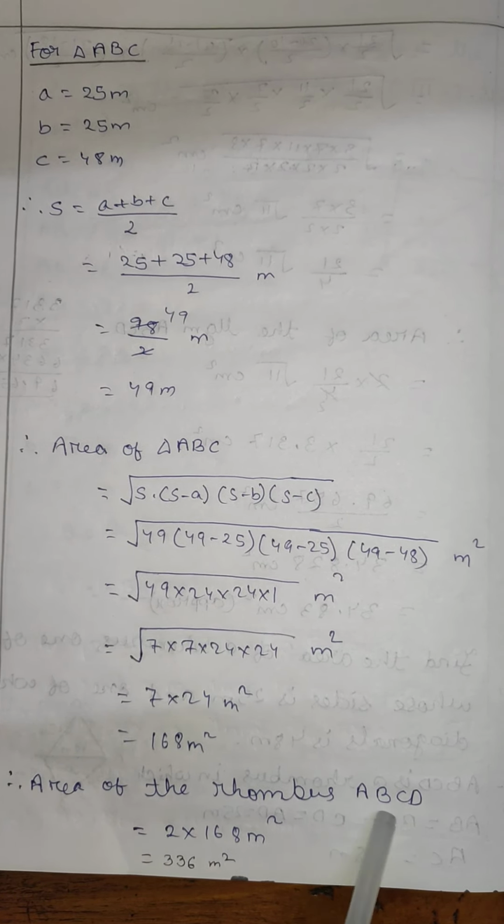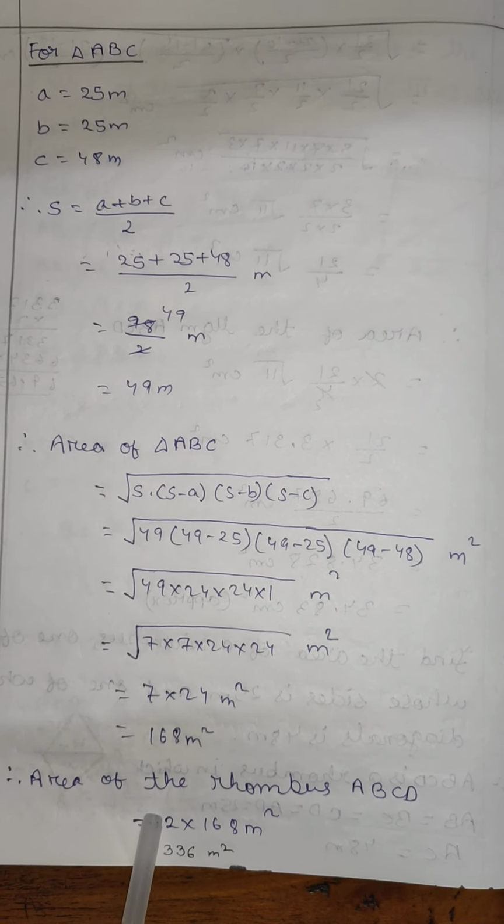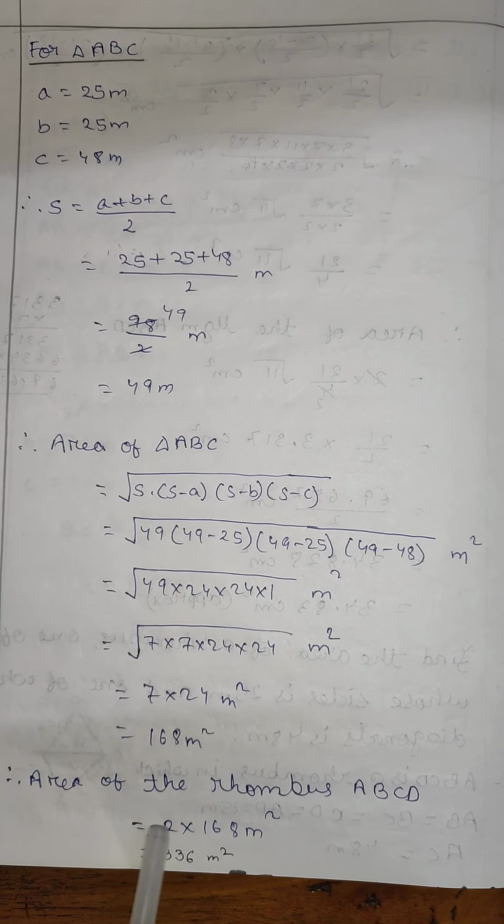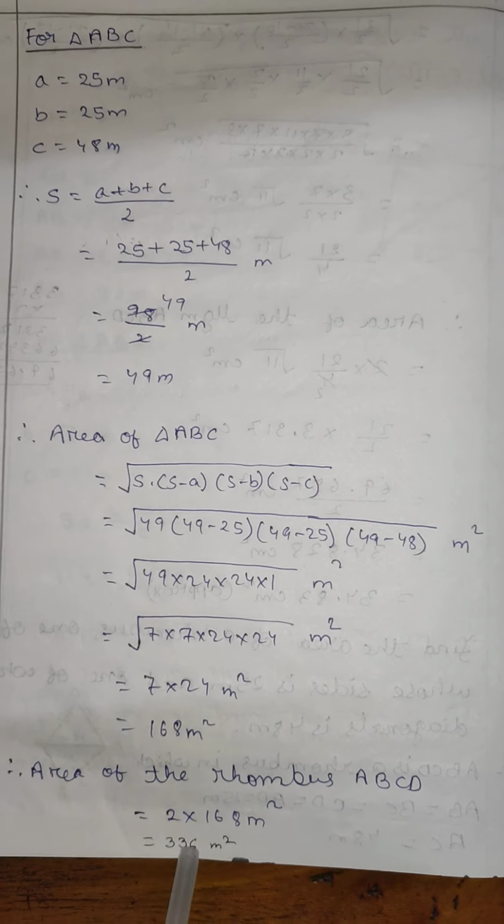So area of the rhombus ABCD will be double of this result because both the triangles will have the same area. So 2 into this is coming out 336 meter square.